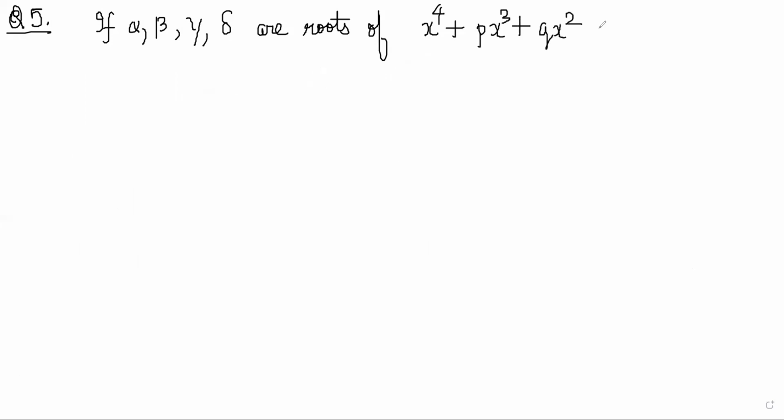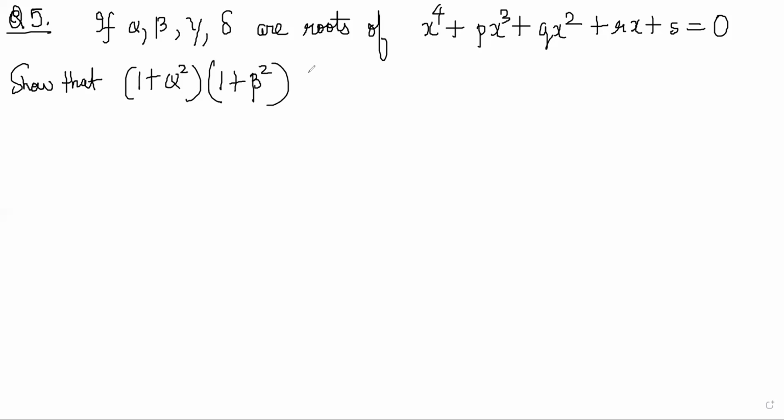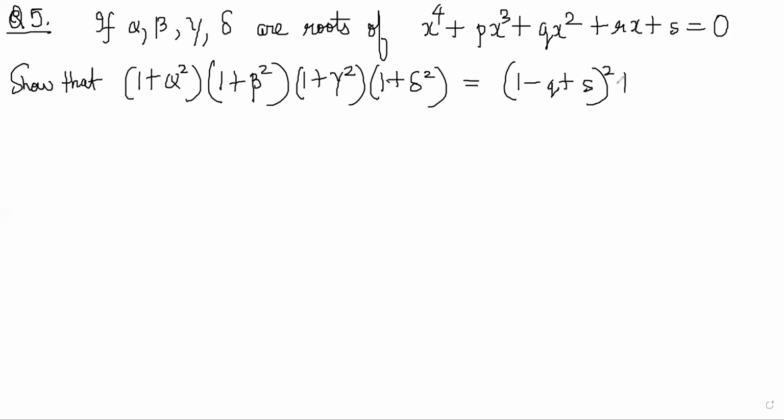This is question number 5. Question number 5 says, if alpha, beta, gamma, delta are roots of the equation x power 4 plus px cube plus qx square plus rx plus s is equal to 0, show that (1 plus alpha square) multiplied by (1 plus beta square) multiplied by (1 plus gamma square) multiplied by (1 plus delta square) is equal to (1 minus q plus s) whole square plus (p minus r) whole square. You have to basically find out this thing, right?